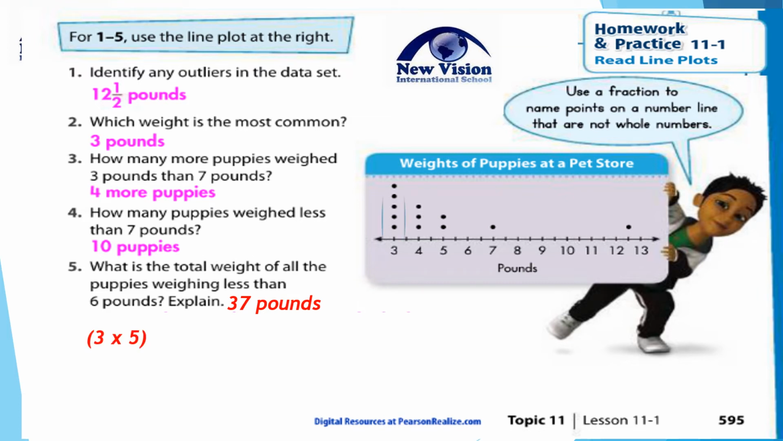We have 3 times 5 because we have 5 dots up of 3, plus 4 times 3 because we have 3 dots up of 4, plus 5 times 2 because we have 2 dots up of 5. So 3 times 5, it's gonna be 15. 4 times 3 is equal to 12. And 5 times 2 is equal to 10. Add the products. The answer will be 37 pounds.